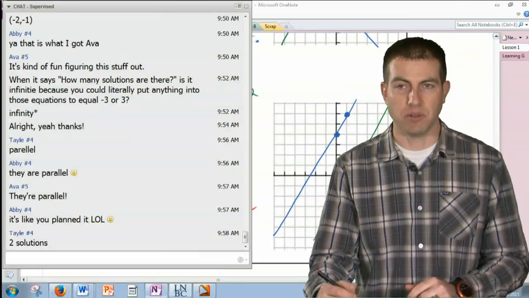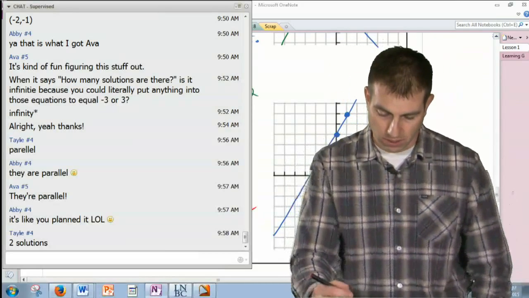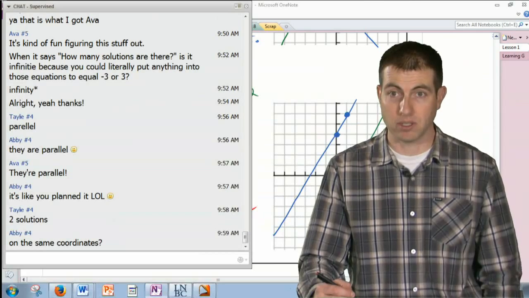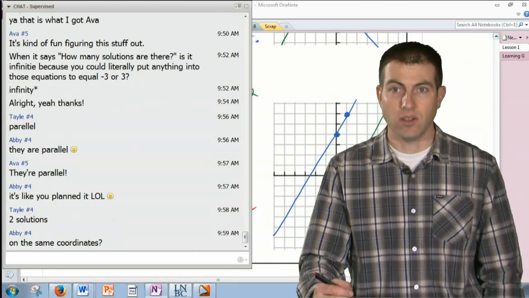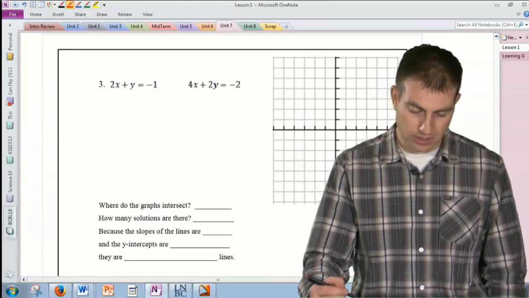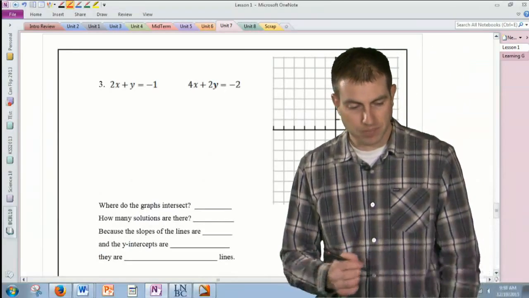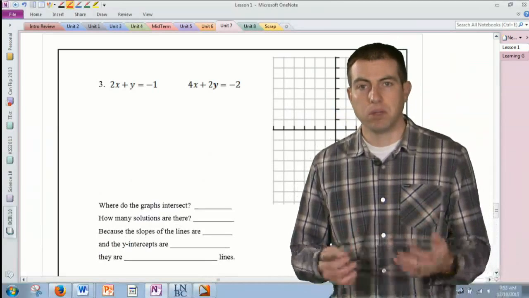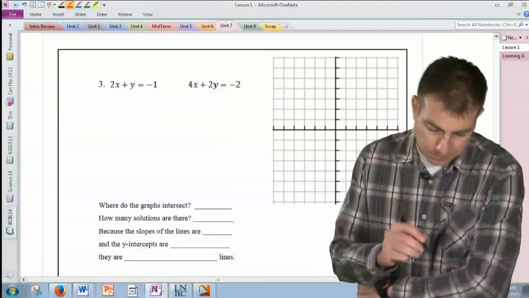I have a feeling some of you are on to me, but possibly not. Let's perhaps look at an example on the same coordinates. I'm thinking you got it. Let's look at the third example here. I'm going to do the same process again. Slope-intercept form, plot the lines, see what happens.